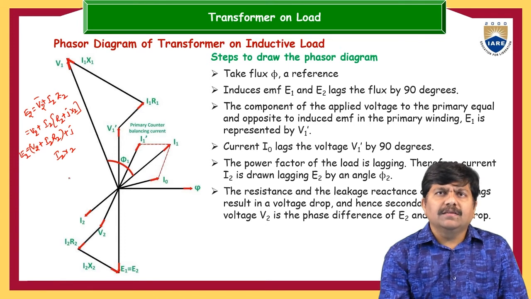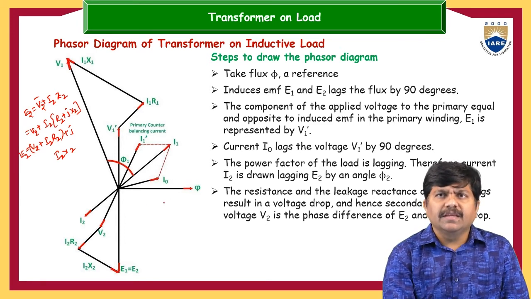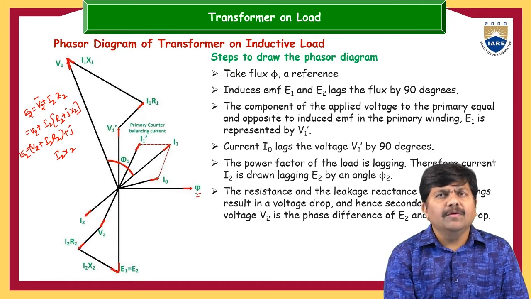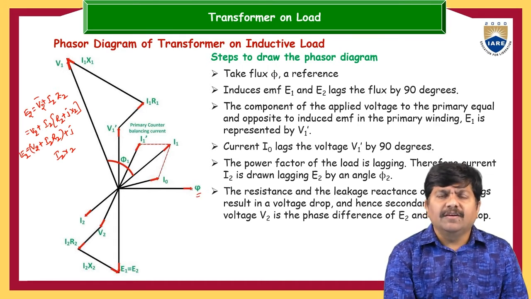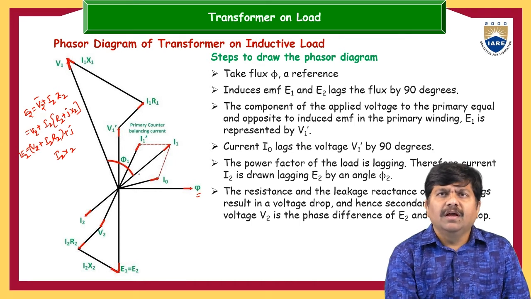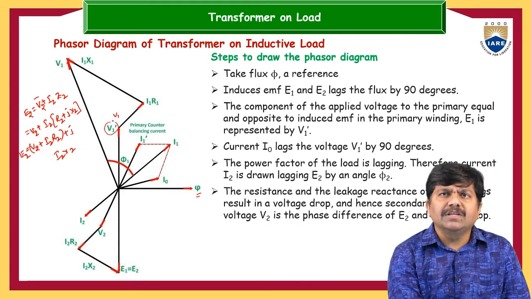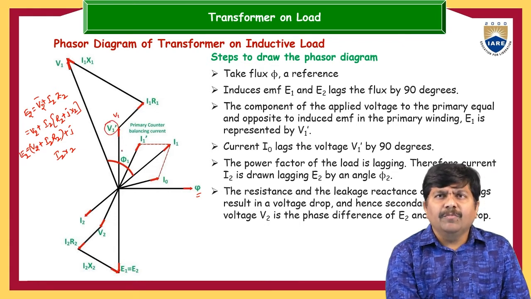So let us start with the basics here. First of all, the reference axis must always be the flux pi, because just now we have discussed that flux always remains constant. And with respect to V1, let us say this is V1 only. Don't go for V1 dash initially. This is V1, and between V1 and I0, this is the angle pi naught.